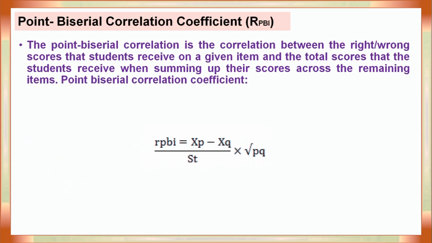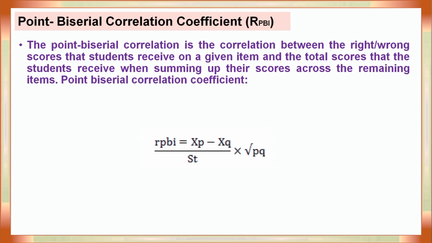After calculating the item discrimination index, the next step is the calculation of the point biserial coefficient. What is the point biserial coefficient? In statistics, the point biserial correlation is generally used when there is a dichotomous variable and a continuous variable. It is the correlation between the right or wrong score that a student receives on a given item and the total score that the student receives when summing up their scores.